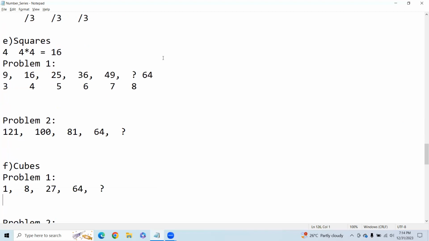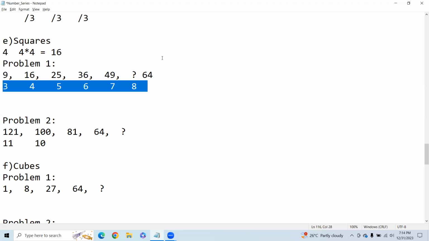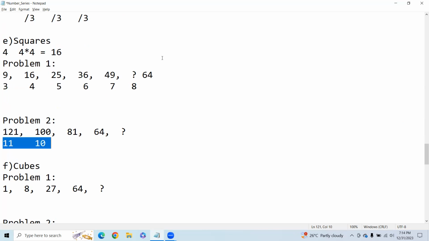So let's look at the next problem. 121, 100, 81, 64. If you look at these numbers, these are all perfect squares. The square of a natural number is called a perfect square. So if you know 11 square is 121, 10 square is 100. The difference between problem 1 and problem 2 is, in problem 1, every time 1 was increased, like 3 square, 4 square, 5 square. In this case, it is just the reverse.